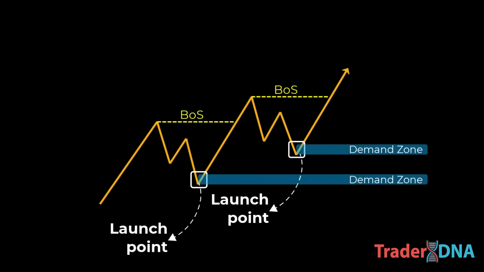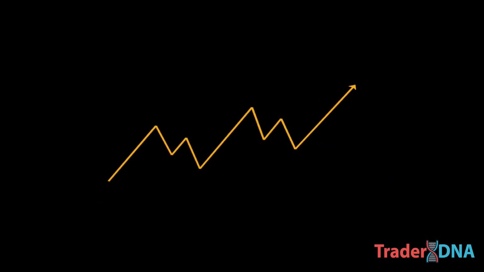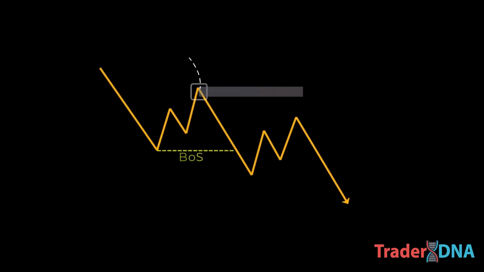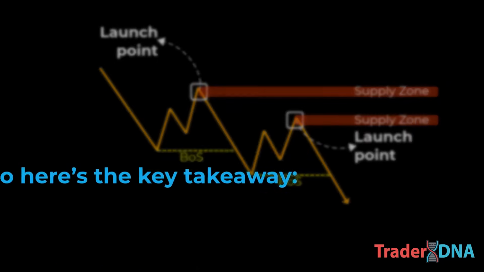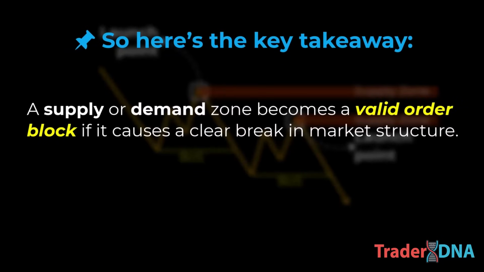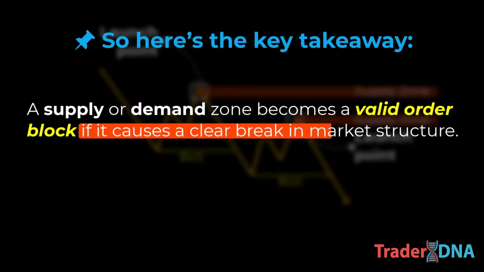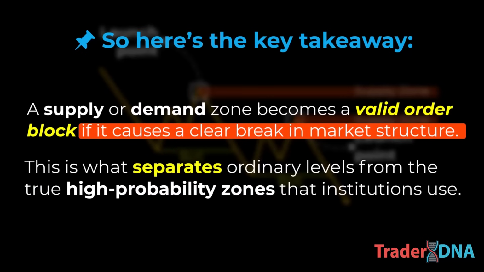The exact same idea applies in a bearish setup. When price breaks below a previous low and shifts the structure downward, the supply zone that caused that drop becomes significant. That's where the big players sold hard enough to flip the market. So here's the key takeaway. A supply or demand zone becomes a valid order block if it causes a clear break in market structure. Without that structural break, it's just another zone and likely not strong enough to trust on its own. This is what separates ordinary levels from the true high probability zones that institutions use.